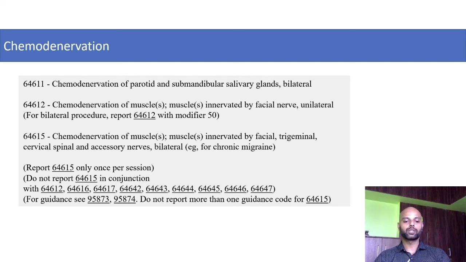CPT 64615 is for chemodenervation of muscles innervated by facial, trigeminal, cervical, spinal, and axillary nerves, bilateral. Report this code once per session and do not report this code in conjunction with the following procedures. And for guidance, see procedure 95873 and 95874, and do not report more than one guidance for CPT 64615.